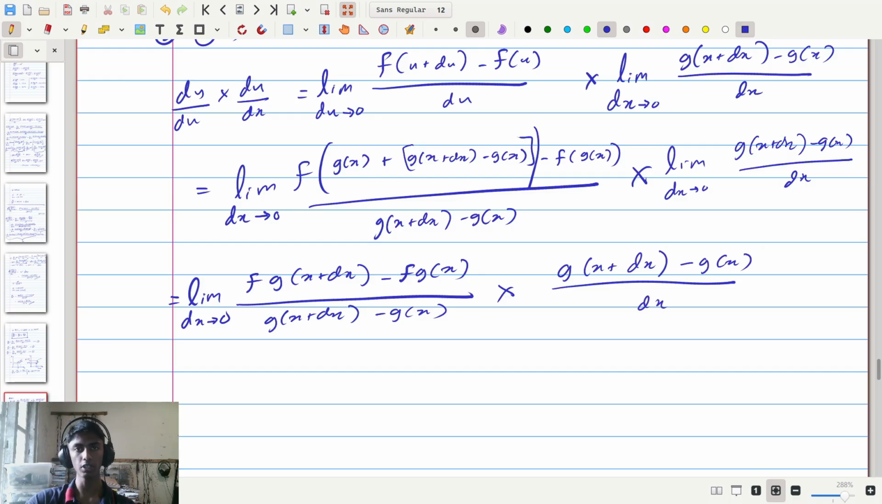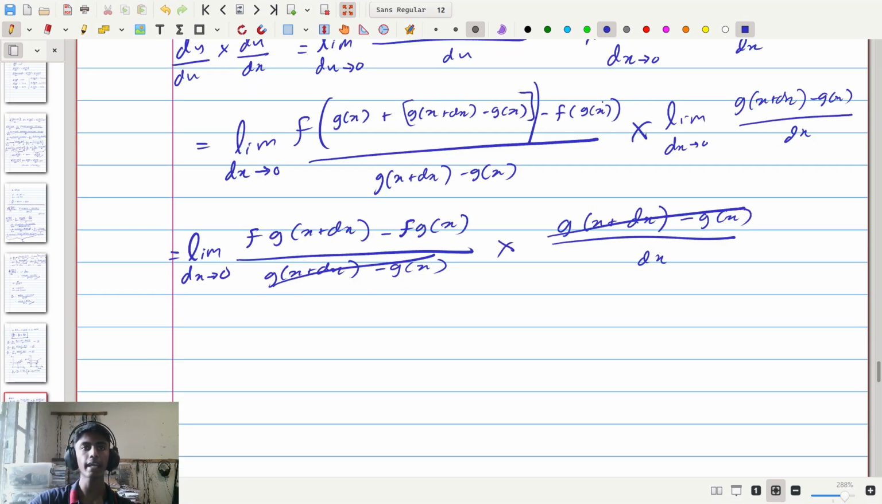Now observe here, we have g of x plus dx minus g of x here, and g of x plus dx minus g of x here. Neither of these is equal to 0, because dx is approaching 0, not equal to 0. So g of x plus dx is not equal to g of x. Since these two are not equal to 0, we can cancel them out. Cancelling those out, what we are left with is the limit as dx approaches 0 of this numerator, and dx is all that's left on the right side.